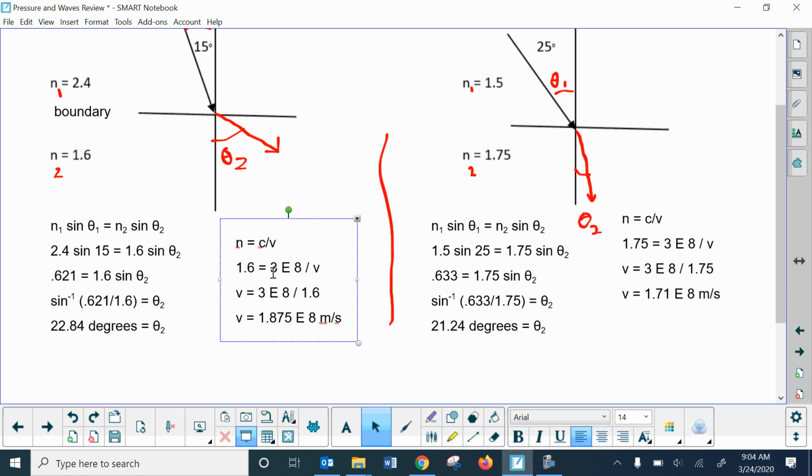But 1.6 times n equals 3 times 10 to the 8th divided by v. We're solving for v, so this is the answer for this one over here. That's really strange. I'm not sure what happened.